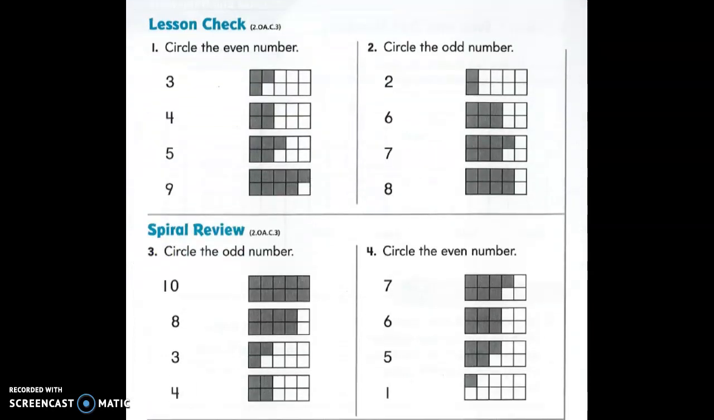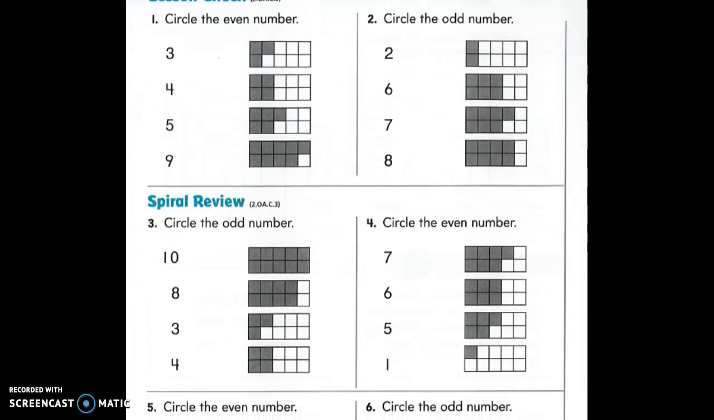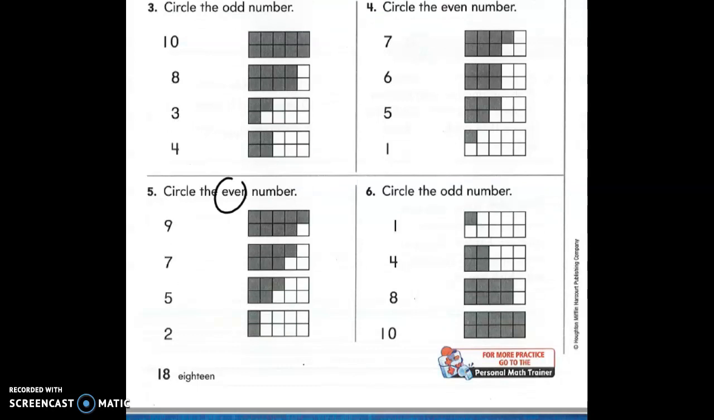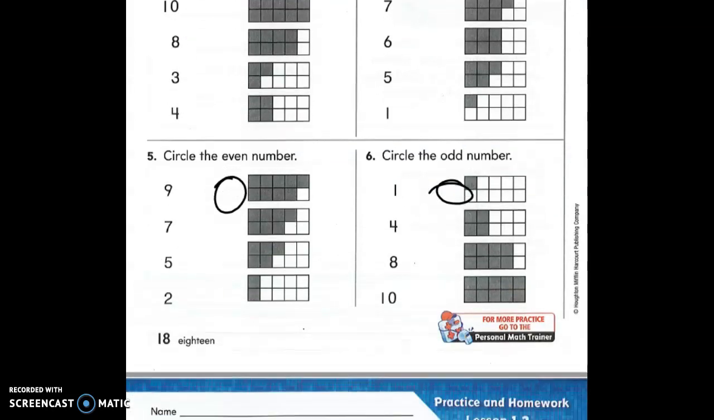On the back of this page, it says circle the even number for number 1, circle the odd number, circle the odd number, circle the even number. So you have to make sure you pay attention. Which one's it asking? Even, odd, even, and odd. And then once again, even and odd. So they have pictures there to help you.